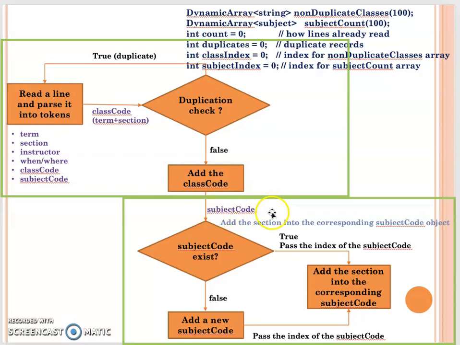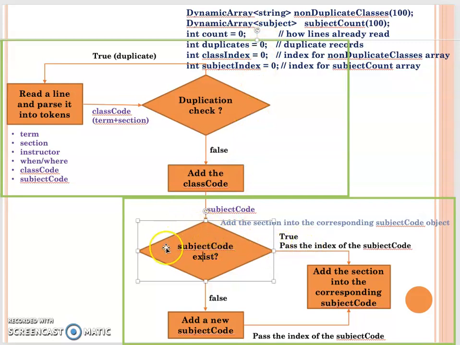I add a section, but the first thing before I add this section, I need to know where this subject object is located in the subject count array. So the first thing we need to check is whether this subject code object exists or not. If this subject code object exists, wonderful.